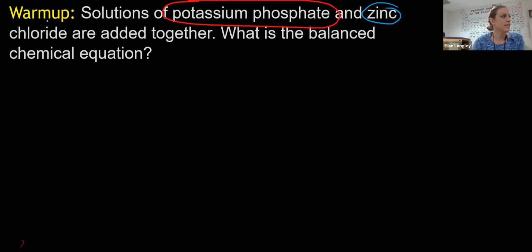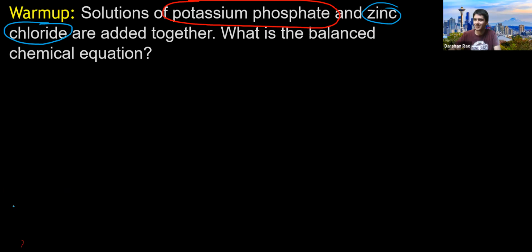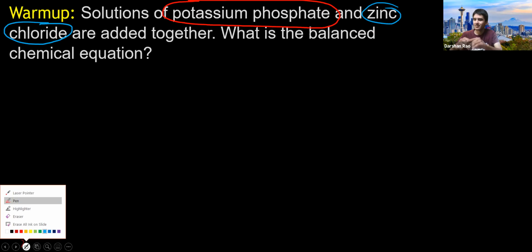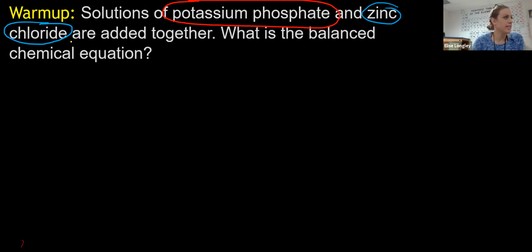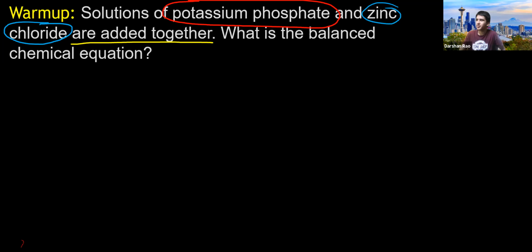Yeah, potassium phosphate and zinc chloride. And the very important part that you highlighted so well is the are added together. So in the lab, that means that you're measuring out potassium phosphate, you're measuring out zinc chloride, and you're putting them together in a vessel to watch what happens. So are these both reactants or products? They're both reactants. Okay, the wheel is now loaded, so you may get called on twice, but that's okay, friend.